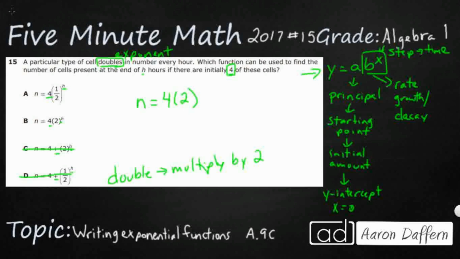And then finally, the h, that's our independent variable. That's taking the place of the x. So every hour, you're going to take that doubling by 2, and you're just going to increase it based on how many hours you have. And so this one is actually a decay rate. It would be cutting in half every hour. We're wanting the growth rate of doubling every hour. So our answer here is B.